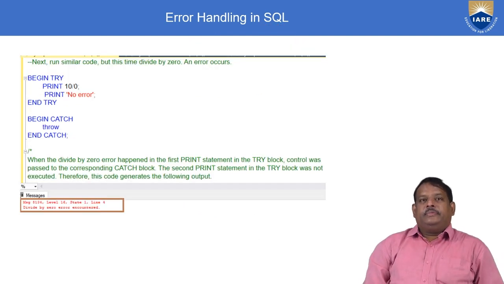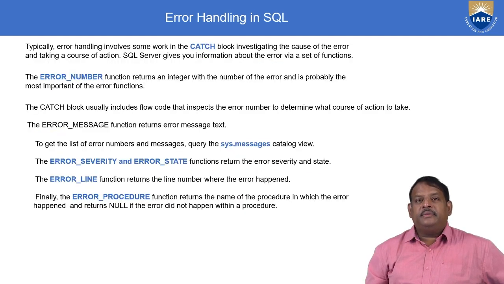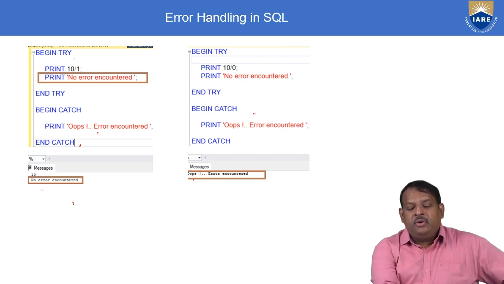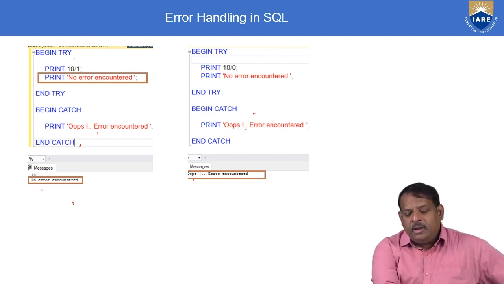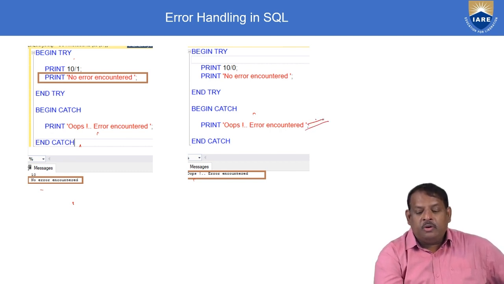We'll see some more things. Instead of catching it, you can also throw the exception outside. In the earlier case, you caught the exception, and you gave the end user the oops, error encountered message. Here you're trying to process the error, but sometimes you don't want to process this error. You want to throw the error to the end user.